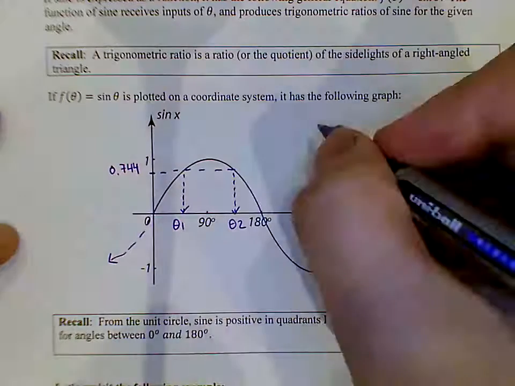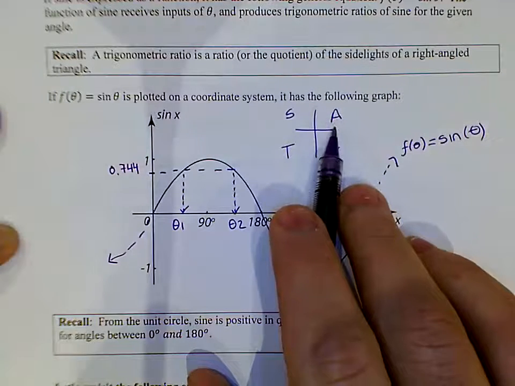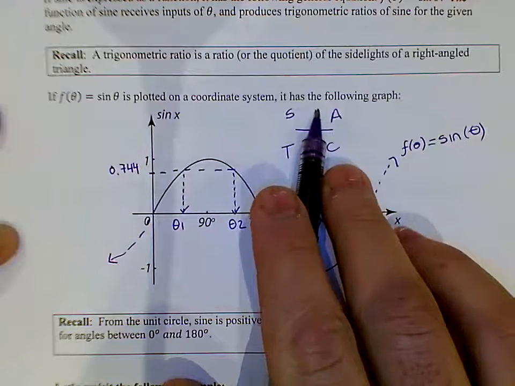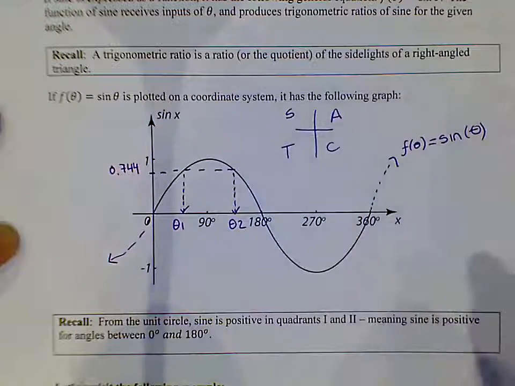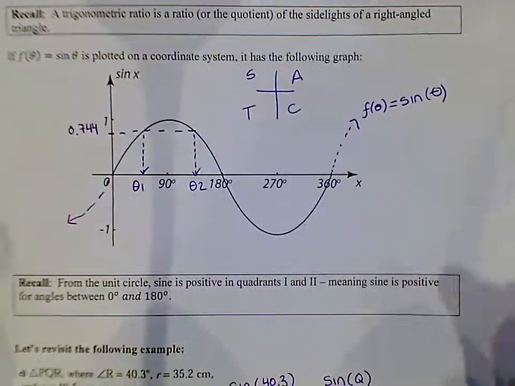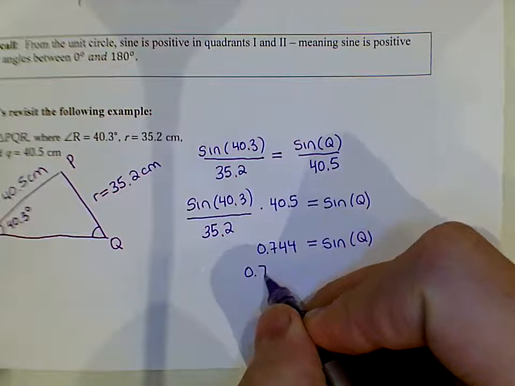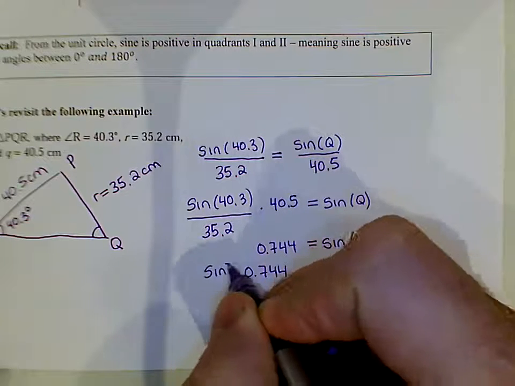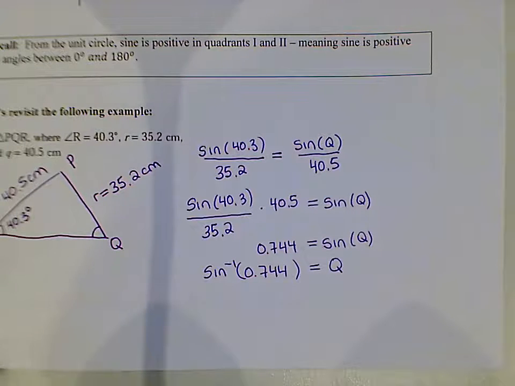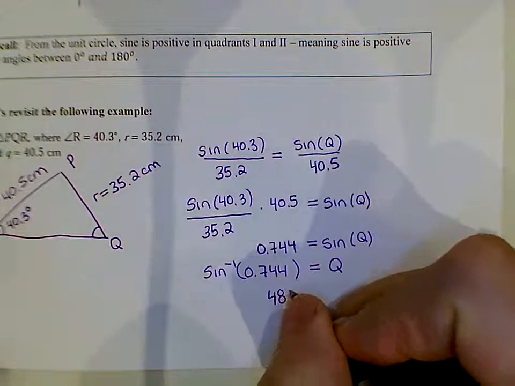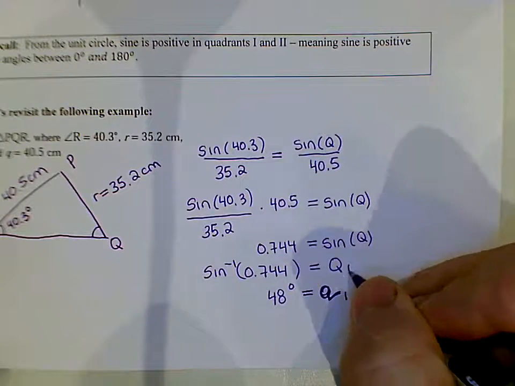One of them is in quadrant 1, which makes sense when you think about your CAST rule. One of them should be between 0 and 90 degrees. And it also makes sense that the other one is going to be between 90 and 180, because it's a positive ratio, right? And we have positive ratios in the second quadrant. So to find theta 1 or theta 2, you just take the inverse of this. So let's do sine inverse of that. And it should be 48 degrees, equals angle Q. We'll call it Q1.